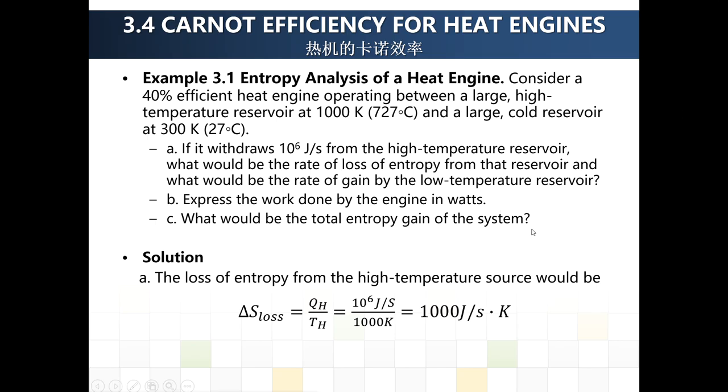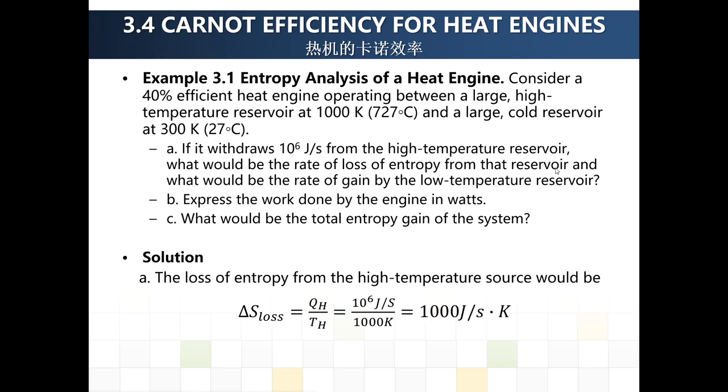Now first, we remember the loss of entropy from the high temperature source would be the delta S loss. It would be the heat at the high temperature reservoir divided by the temperature TH, which is equal to 1 million joules per second divided by 1000 Kelvin, which is equal to 1000 joules per second Kelvin. So this is the loss of entropy from the hot reservoir.